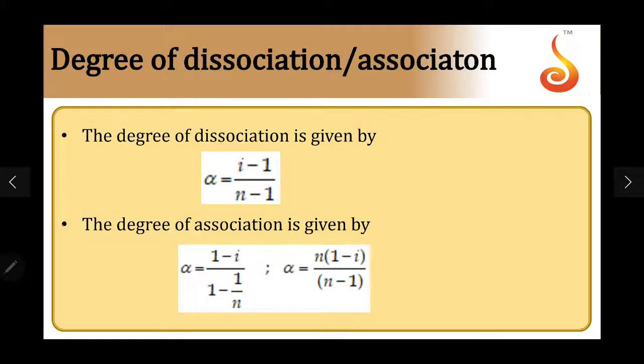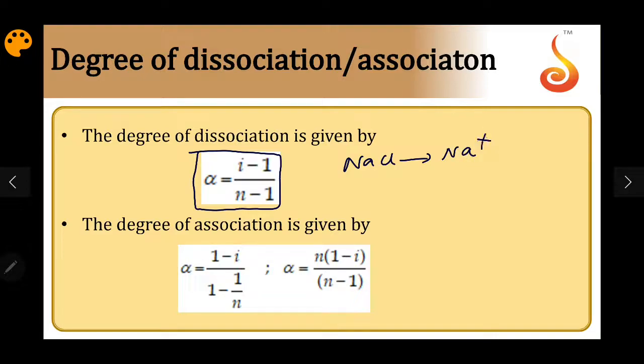From Van't Hoff factor we can find out degree of dissociation or association. Degree of dissociation is given by α is equal to (i − 1) by (n − 1), where n is the number of particles formed after dissociation. If I take NaCl, NaCl becomes Na⁺ and Cl⁻. So n is equal to 2, the number of ions produced by one particle, that is n.